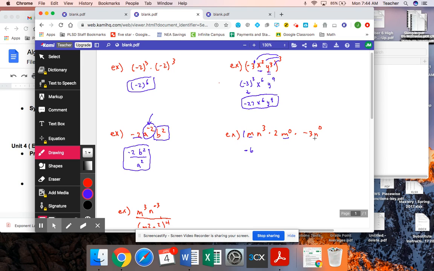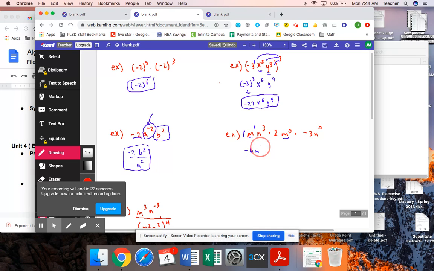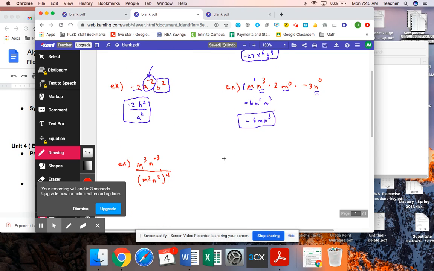Now let me look at all the m's. Well, in this first one, I have m to the first, m to the 0. M to the first times m to the 0, you multiply common bases, you add the exponents, that's really just m to the 1. And then if I look at the n's, I also have 3 and the 0. When I multiply common bases, I add the exponents, that'll give me 3. So really it's just -6 m n to the third. And we'll come back with the next one in a minute.